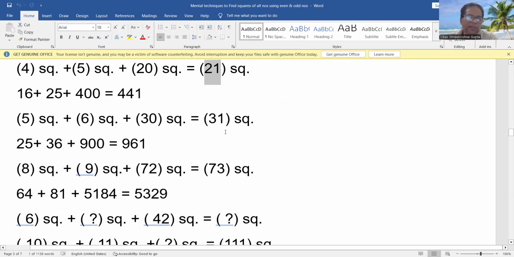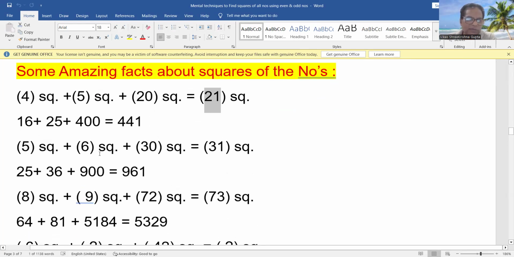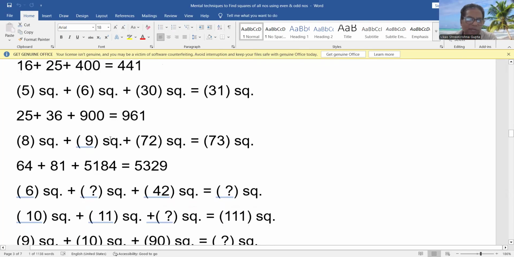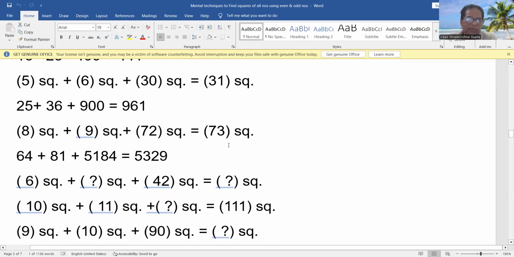In the same way, suppose 5 square, 6 square. 5 into 6 is how much? 30. So 30 square. When you add all these three squares, 5 square, 6 square, 30 square, you get the answer of the next number, 31 square. As you've seen, 25 plus 36 plus 900 is equal to 961, which is 31 square. In the same way, 8 square plus 9 square plus 8 into 9, 72 square. When you add all these three squares, you get the answer of 73 square.